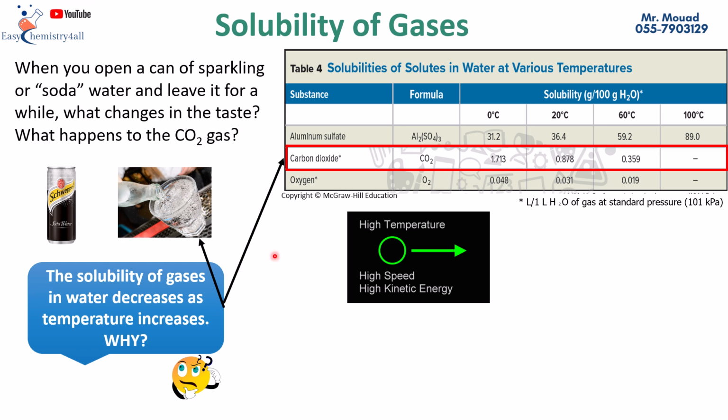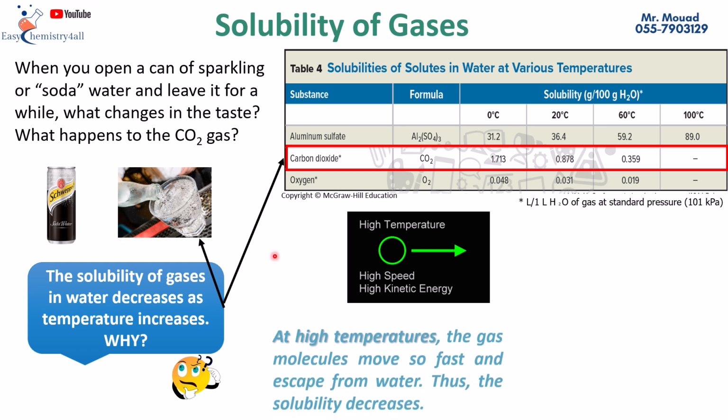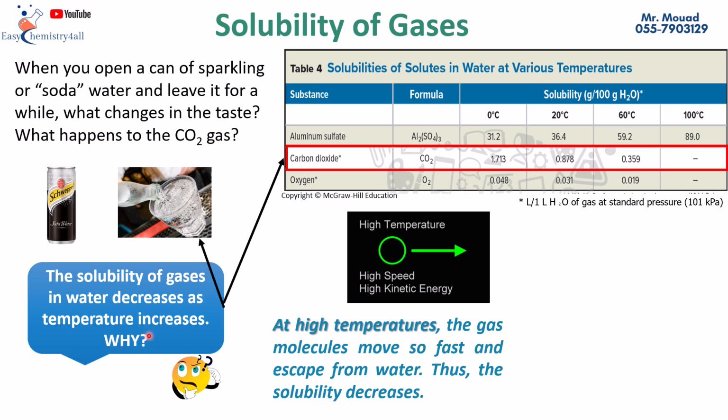Thank you very much for your effort and your thinking. So, the answer to the why question is, at high temperature, the gas molecules move so fast. They move so fast and escape from water. Thus, the solubility decreases because the concentration of the solute decreases inside water. The CO2, or the gas, escapes away. That's why at higher temperatures, the solubility of gases decreases.